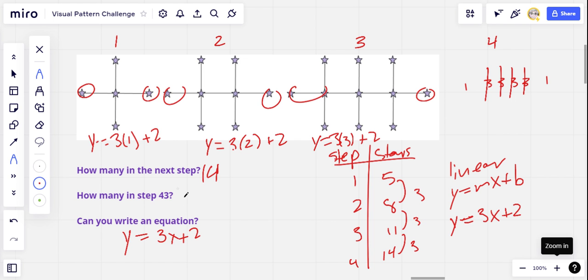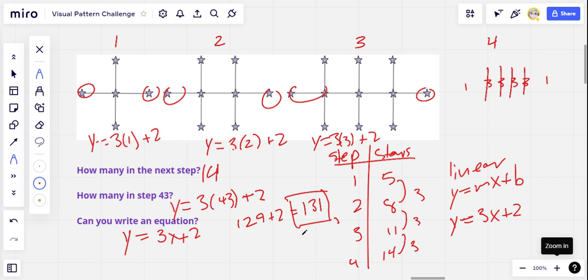And then to figure out how many in step 43, we're just going to have to plug 43 in for x in this equation. So y equals 3 times 43 plus 2. And 3 times 43 is, well, 3 times 40 is 120, and 3 times 3 is 9, so that's 129. And plus 2 more would be 131 stars in step 43.